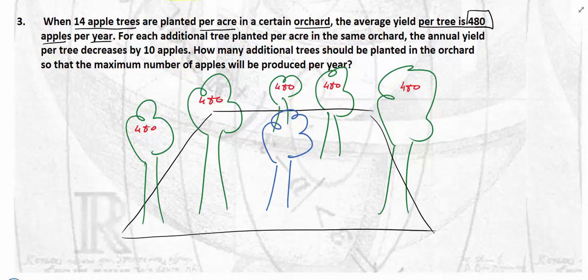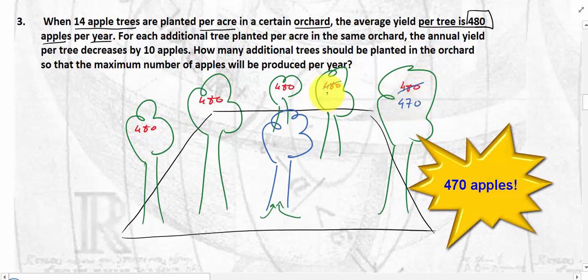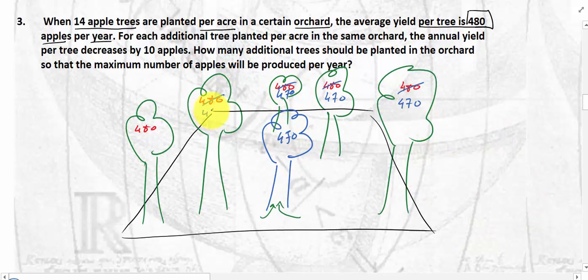What's going on here? Well, this tree is going to be taking some resources from the ground to grow, and therefore all of the other trees will produce fewer apples on average. So if you add one tree, they will all produce 570 apples, and this one will be 570 too. So they all go down by 10 apples for each tree added. This is like the demand equation we had in the previous problem.